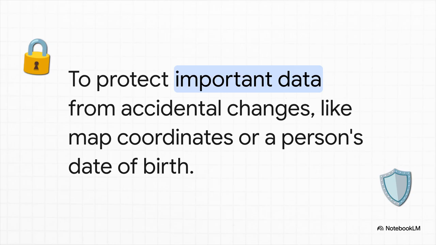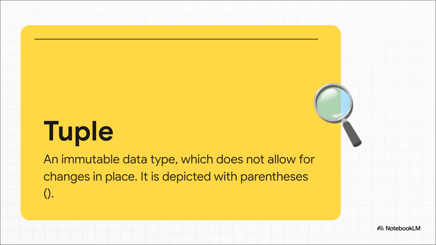You want something you can't change to protect your really important data from getting messed up by accident. Think about it. Map coordinates for a specific place, someone's date of birth, a scientific constant. You don't want some other part of your program accidentally nudging a city a few miles to the left, right? A tuple is like a digital lockbox for your data. And that superpower has a name: immutability. A tuple is what we call an immutable data type. You just can't make changes in place, and you'll always spot them by their parentheses.